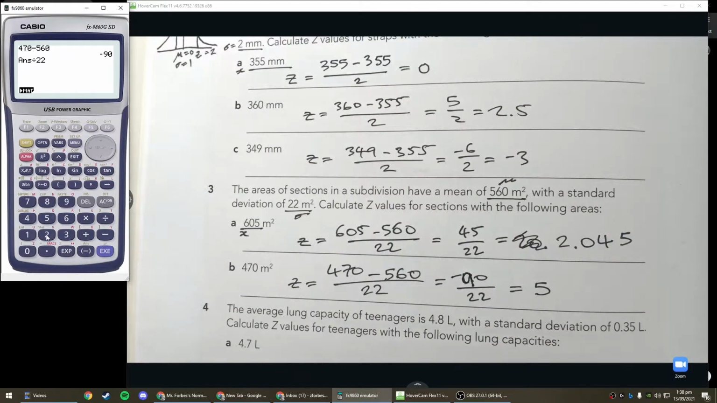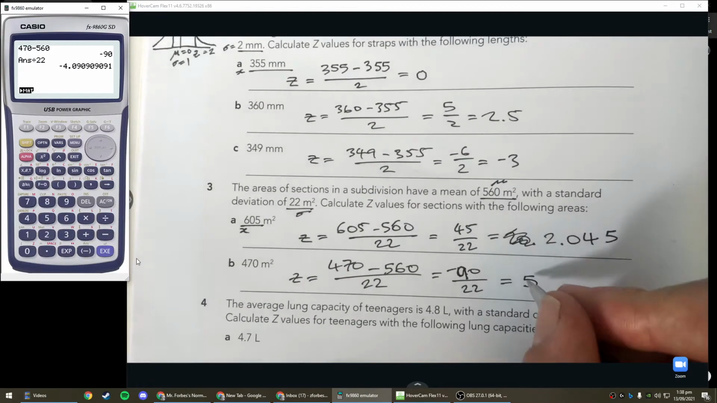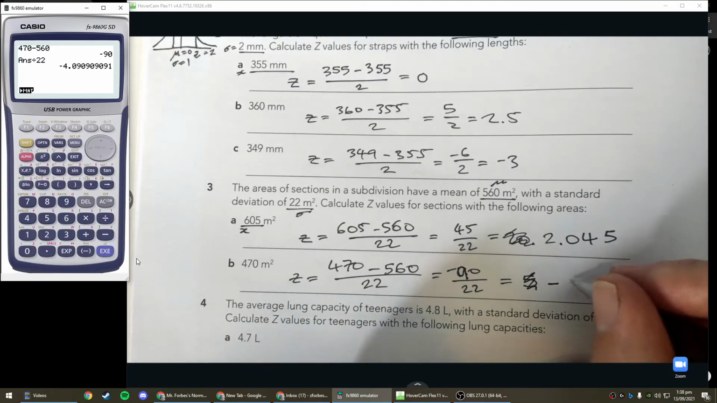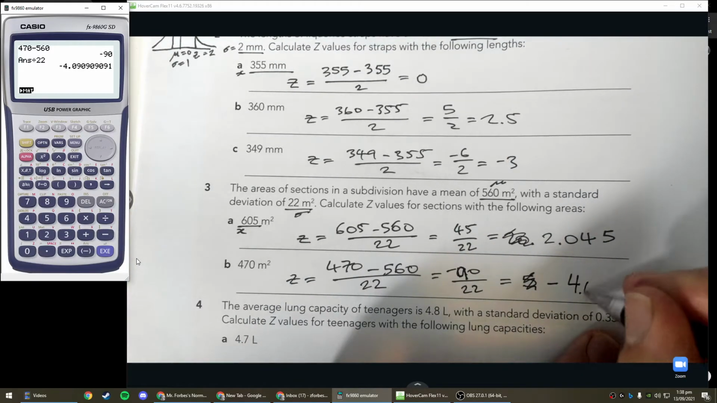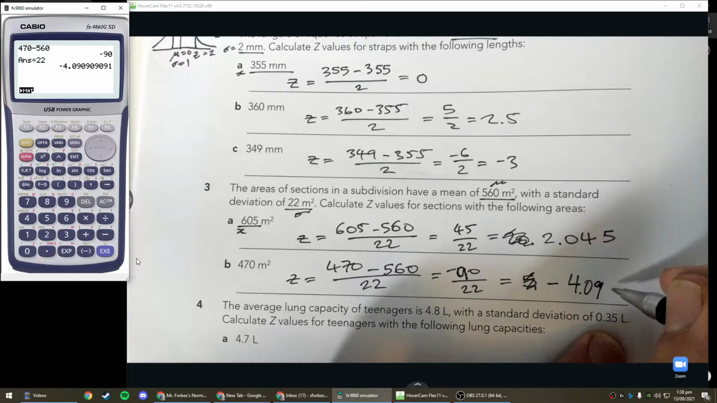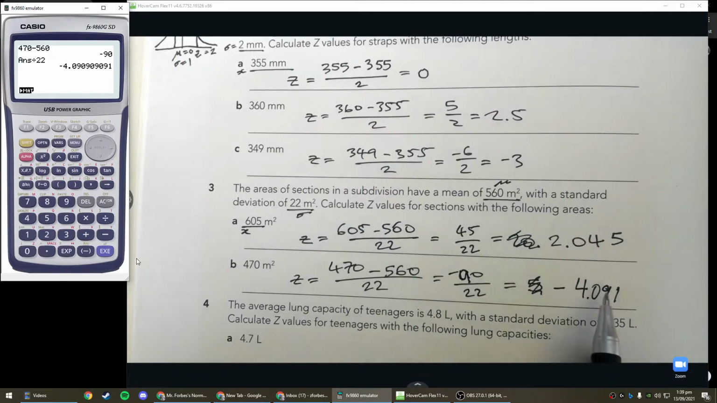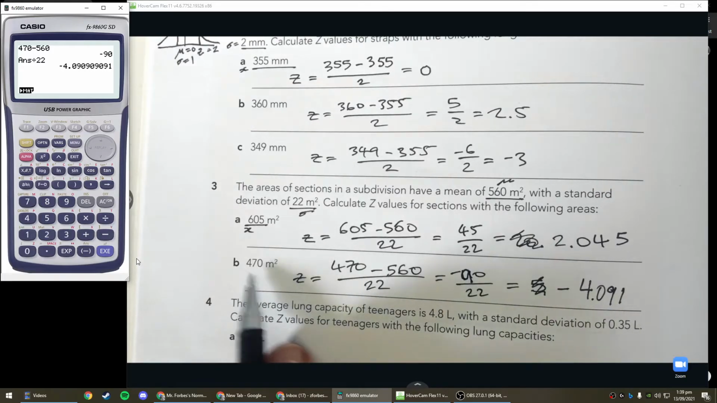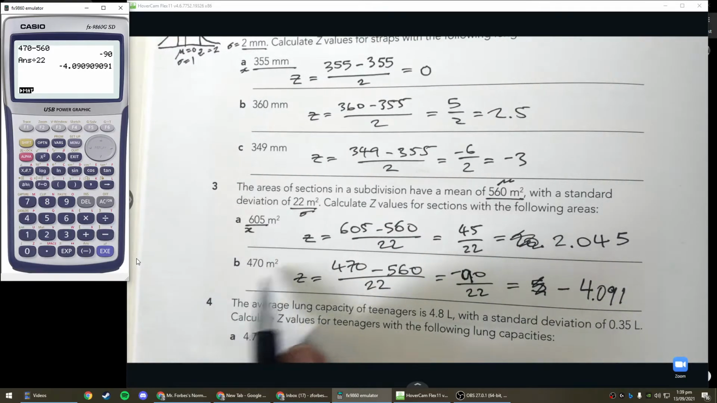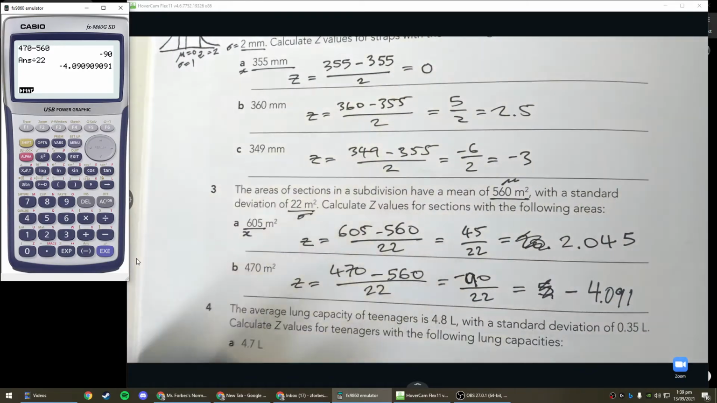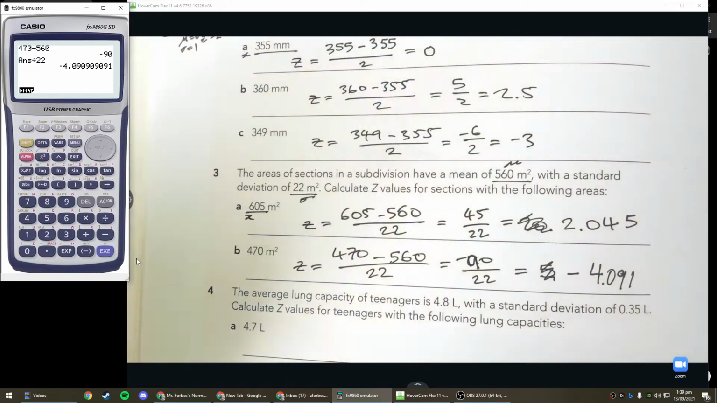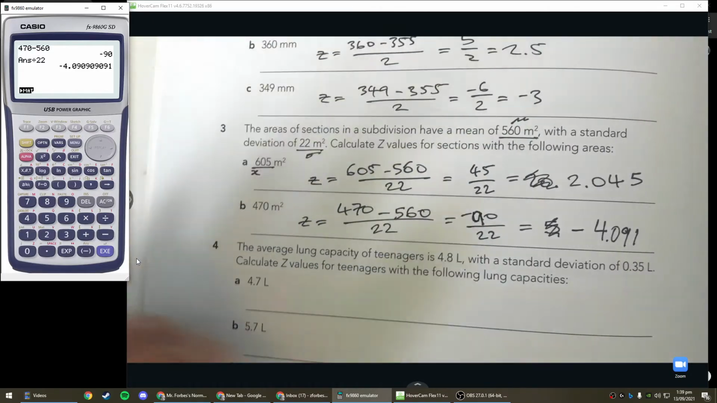Then divide it by 22. So it's actually negative 4.091. To be honest, this is outside that range I was just saying, so this area is not a realistic area. You guys don't need to worry about that too much for now. Okay, let's keep moving. A few more questions to do on this page.